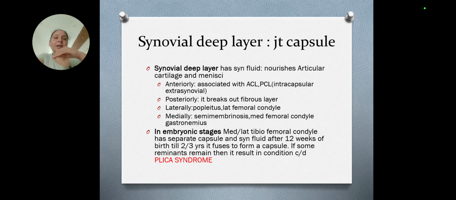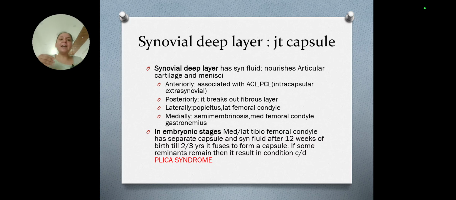Fine. So this deep layer is attached anteriorly to the anterior cruciate and posterior cruciate ligament. Now you understand these anterior and posterior cruciates, we write it like this as intracapsular but extrasynovial. It is outside the synovium. Fine. So that is why I say anteriorly it is associated with the anterior and posterior cruciate ligament, whereas posteriorly it fuses or joins the fibrous capsule.